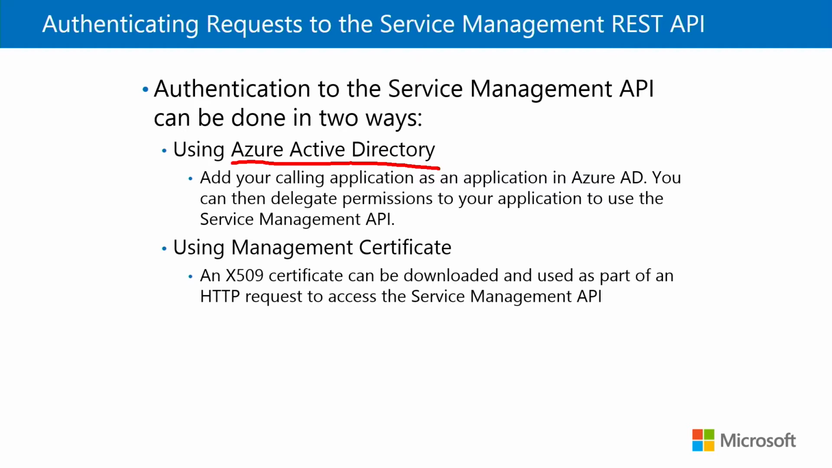The other approach is a management certificate. That's going to allow you to associate an X509 certificate with your HTTP request, and that can be used for authentication if it's been registered within the Service Management API. As you would expect, if I'm going to use a certificate for authentication, that certificate has to be understood on both sides of that authentication equation.